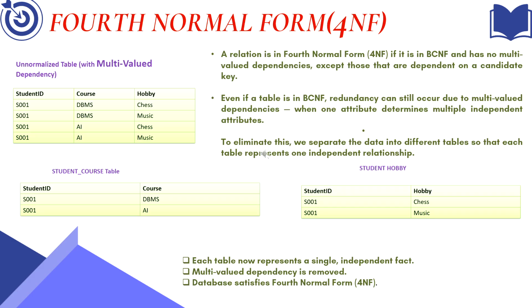Now each table represents a single relationship, one for courses and one for hobbies. This eliminates the multi-value dependency and redundancy. Here 4NF mainly removes the multi-valued dependency. Second one, it ensures each table represents one independent fact. It reduces repetition and improves database efficiency.